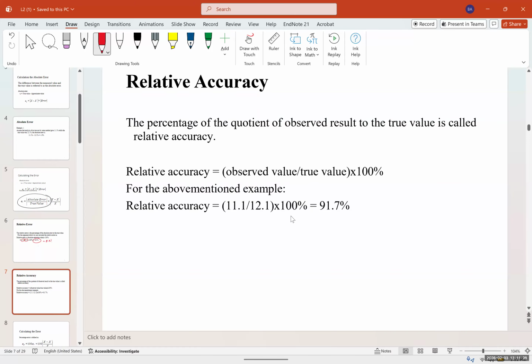Let's solve another one. We want to find the relative accuracy. Measured using a multimeter, the measured current, or observed current, I'm going to call it IM, is equal to 5.67 amps. And the true value, I'm going to call it IT, is equal to 5.7 amps. I want you to find the relative accuracy.